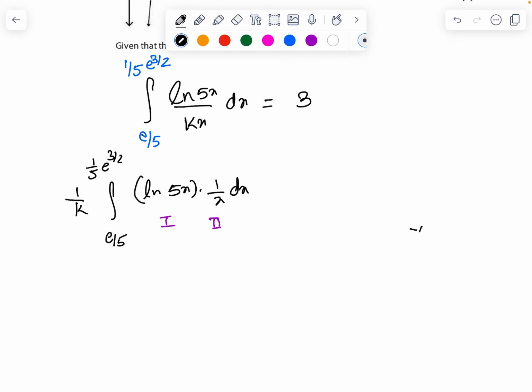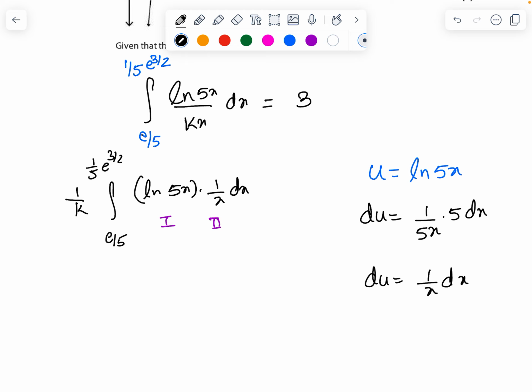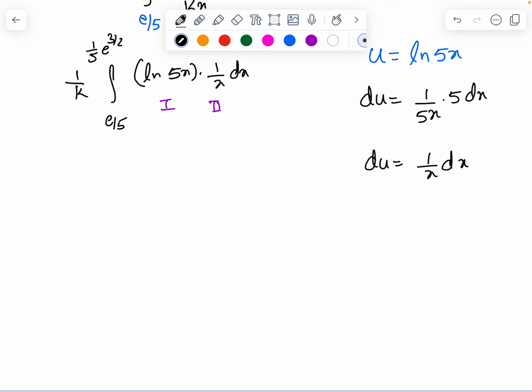That's the reason you need to check carefully. So what am I going to do? u equals ln 5x. Substitution is a better option, not integration by parts. So du equals 1 upon 5x times 5 dx, so du equals 1 upon x dx. So substitution becomes much easier. My lower limit is u equals ln 5 times e upon 5, which gives u equals 1. Upper limit is u equals ln of 5 times 1 upon 5 e power 3 by 2.